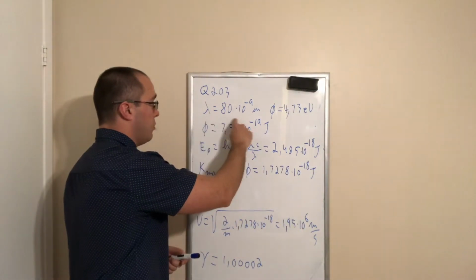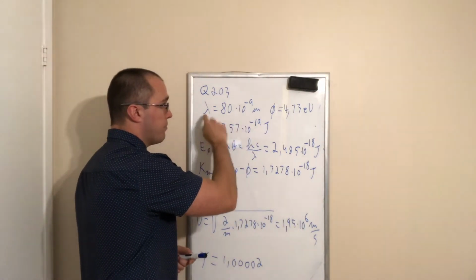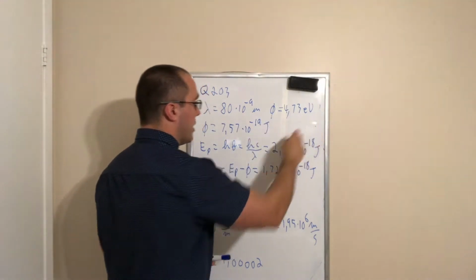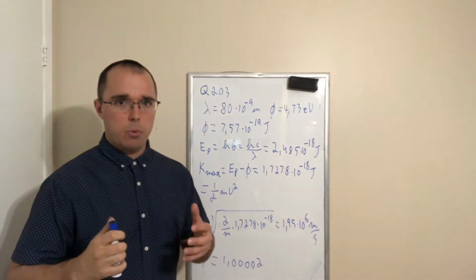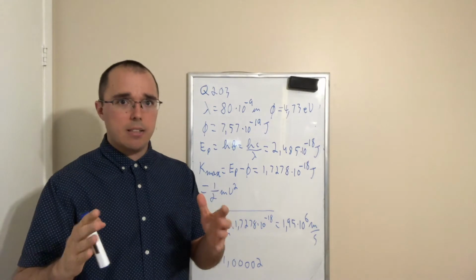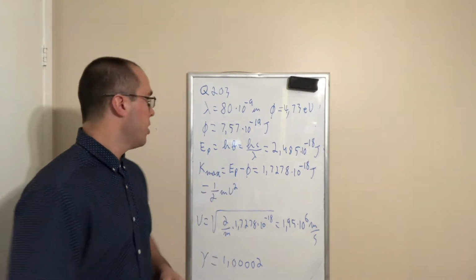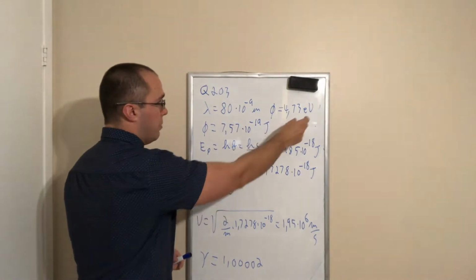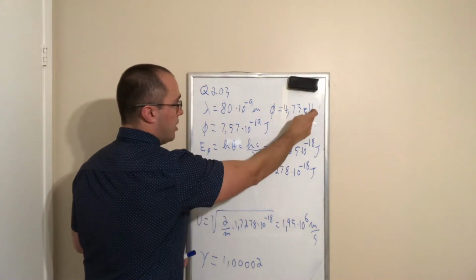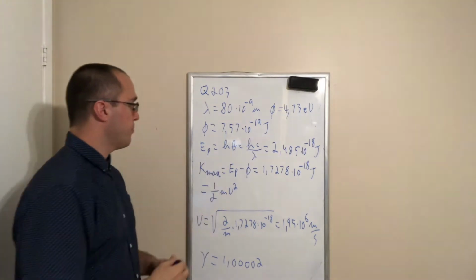We're given lambda, so the wavelength of the photon. We are also given the work function. Now for this question, because we will need to find the final velocity of the electron, it is easier to convert in joule right away. So the work function in joule, we simply multiply 4.73 by the electron volt value.